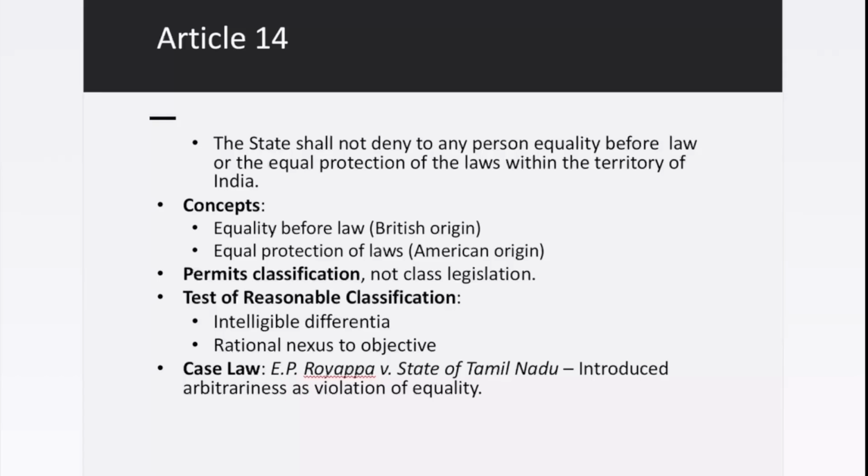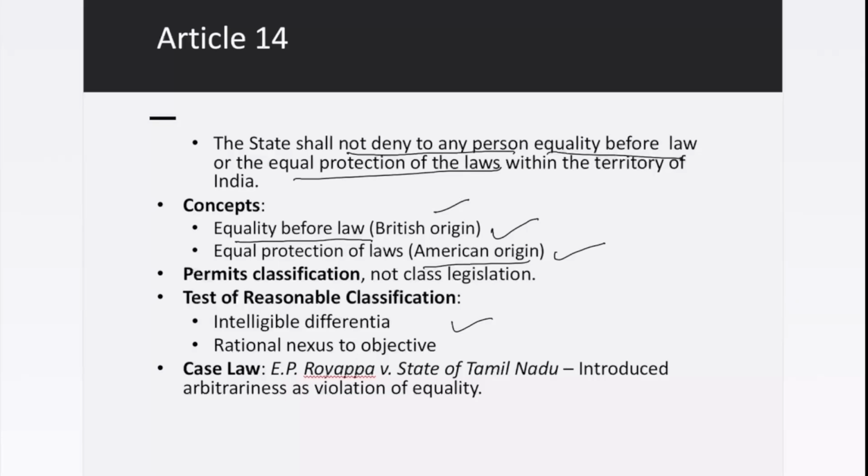The first point it puts across is that the state shall not deny any person equality before law or equal protection of the laws within the territory. So there are two very important concepts here: equality before law and equal protection of law. The first one, equality before law, is a British origin concept, whereas equal protection of law is an American concept. It says that classification should be there, but not class legislation. So we'll try to understand this.